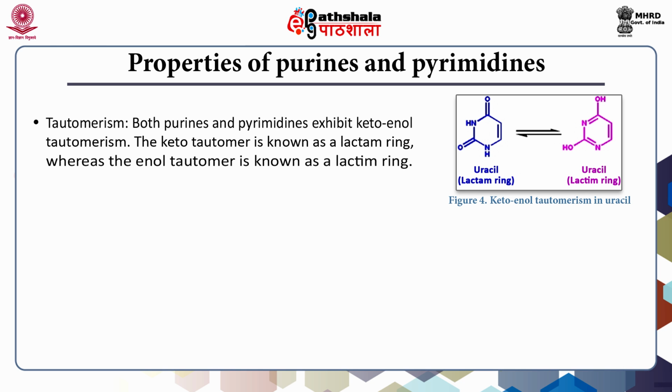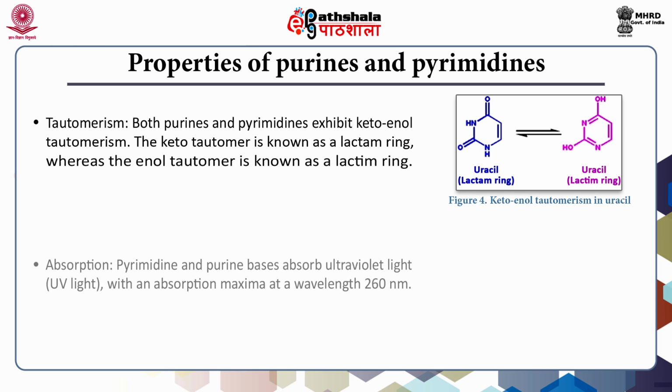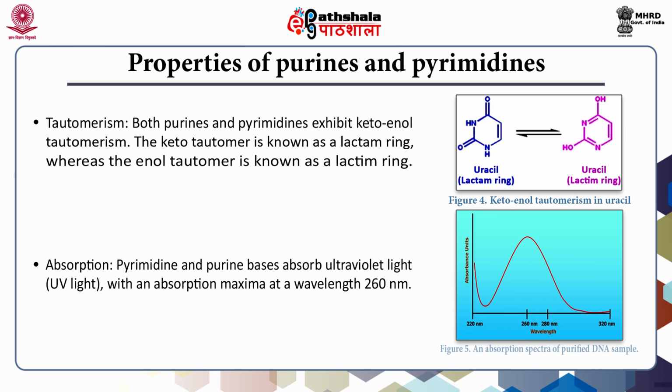A very interesting property of DNA is that, as a consequence of aromatic ring structure and associated resonance, pyrimidine and purine bases absorb ultraviolet light, or UV light, with an absorption maximum at a wavelength of 260 nanometer as shown in the figure. The measurement of the concentration of DNA or RNA in a given sample is therefore performed by measuring the UV absorbance at this wavelength.